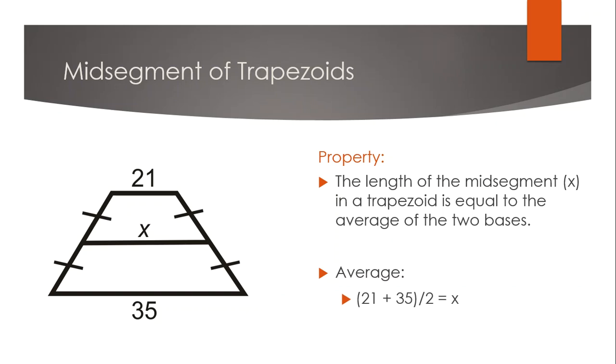So the average would be found by 21 plus 35 divided by 2, which will give us what x equals, or that mid-segment. When we do the math, x ends up being 28. A good way to check your answer is to make sure that the mid-segment is less than the longest base but greater than the shortest base. And 28 is greater than 21, and it's less than 35. So that answer makes sense.